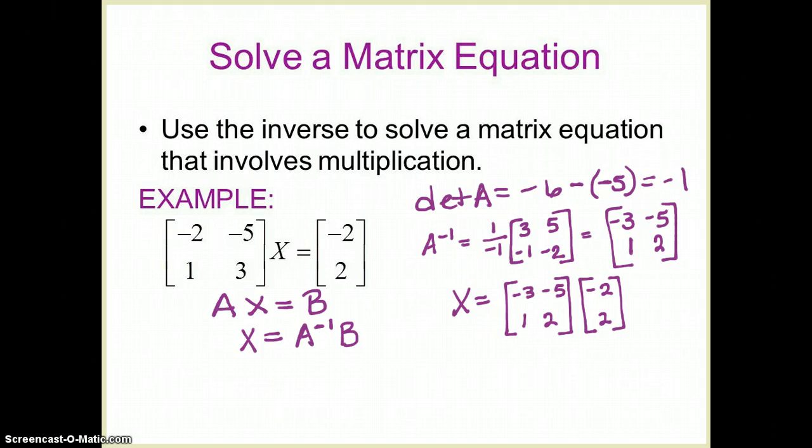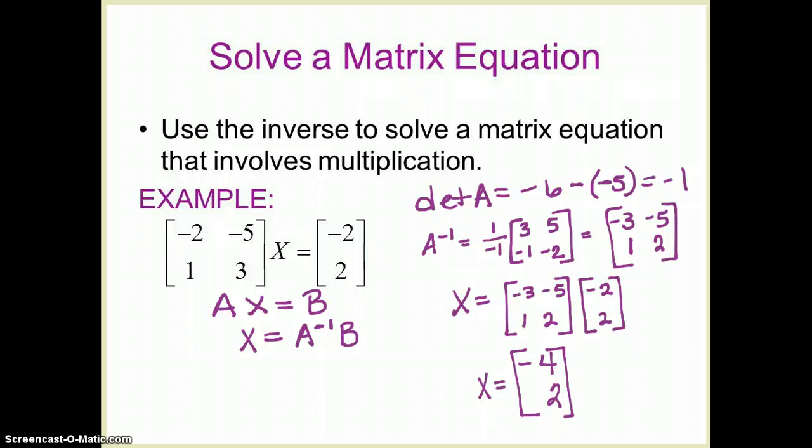So as in the previous sections, when we multiply matrix to matrix, we do row times column. So it's going to be negative 3 times negative 2 is 6, and negative 5 times 2 is negative 10. 6 and negative 10 are going to leave me with a negative 4. And then when I do the second row, 1 times negative 2 is negative 2, and 2 times 2 is 4, so negative 2 and 4 would give me positive 2. So I end up with the matrix X as negative 4, 2.